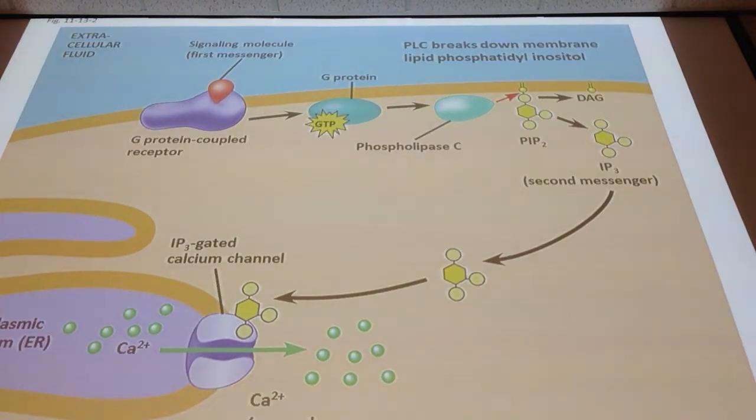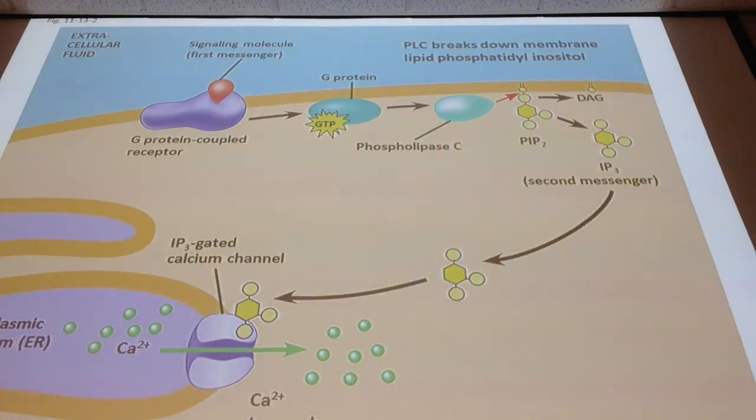Okay? Yes, ma'am. Is that reattaching? Not reattaching. No, not reattaching. It's just activating the calcium ion channel. Reattachment occurs where? Or synthesis of phosphatidylinositol occurs where? In the ER. Yeah. There you go.